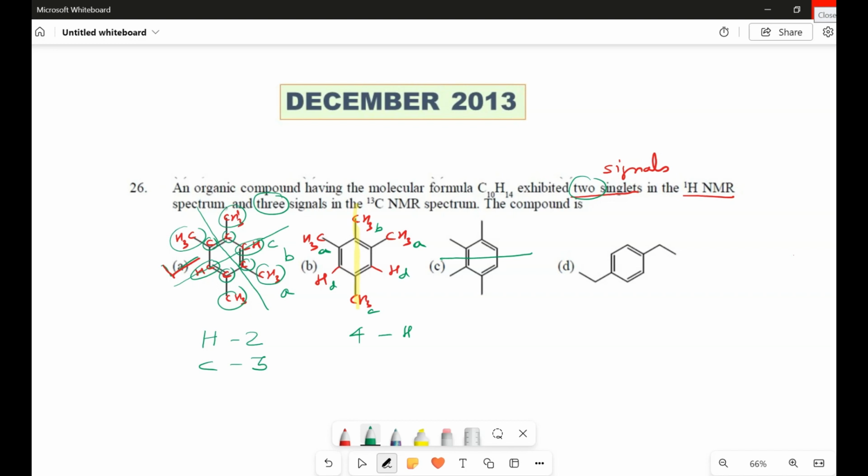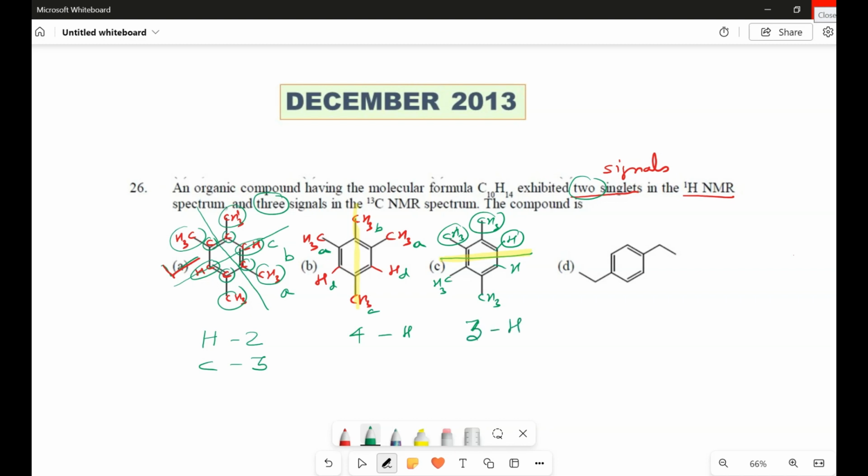Let us check this. I can cut this molecule like this. I can cut this molecule like this. So I have CH3 here, CH3 here. I have a hydrogen here, hydrogen here. They all fall in the plane of symmetry. Therefore, I have one, two, three. So I have three hydrogen signals.